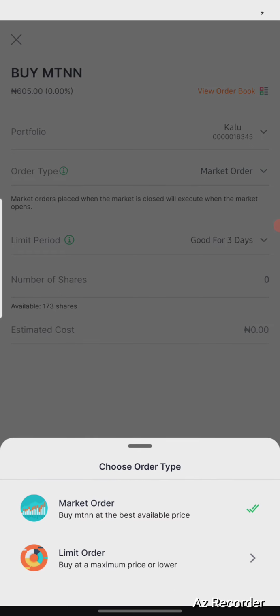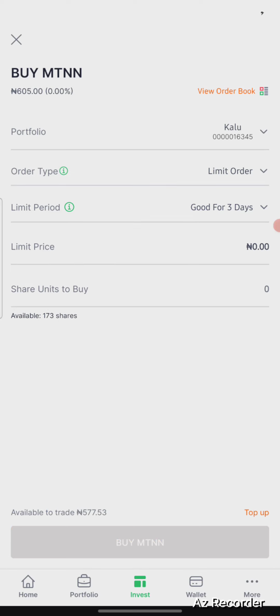When you select limit order, it will allow you to enter the particular price you want to buy at. You are not buying with the market price. So now you use limit order. Good for 3 days here simply means that for this period of 3 days we are leaving this stock.